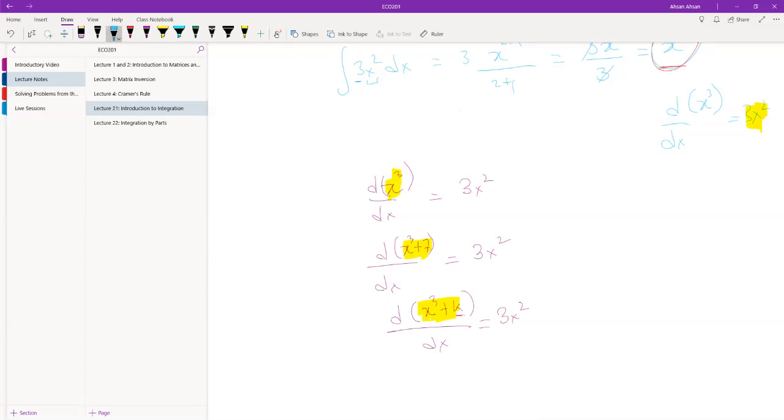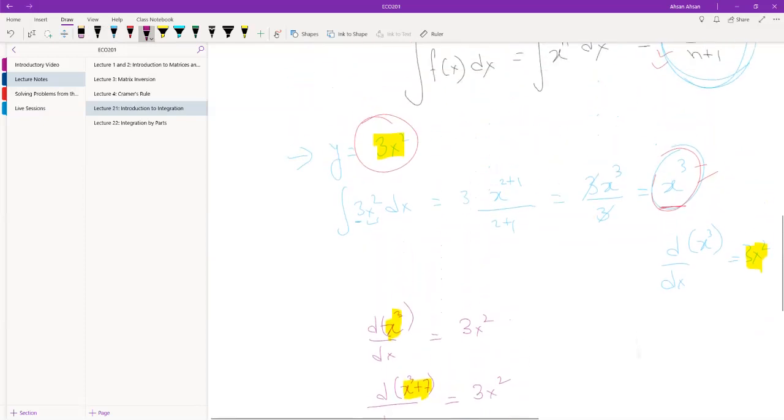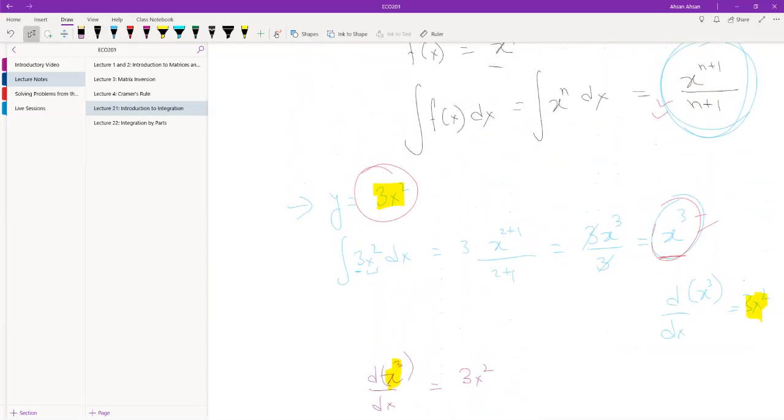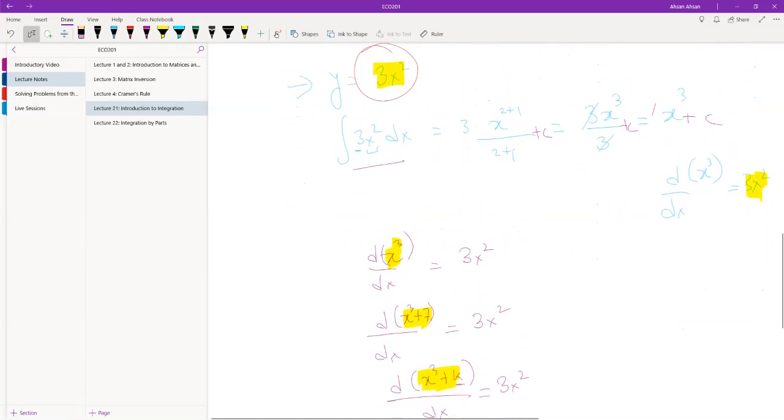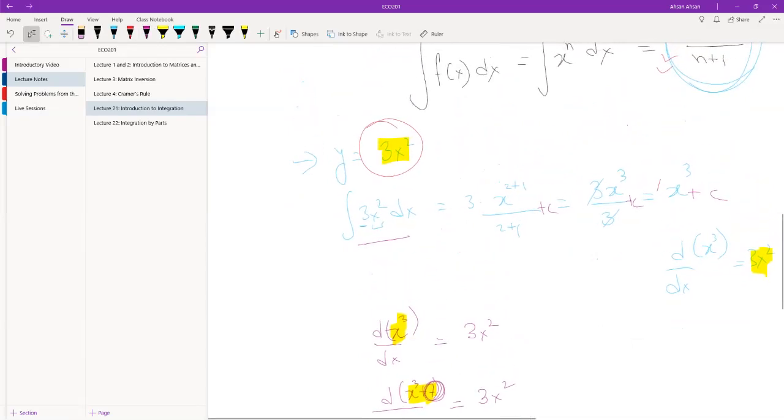So if integration is the reverse of differentiation, what we have to do is, after integrating, we have to add a c, which is a constant, plus c. Let me get rid of all these markings. We add this c because we do not know if we have a constant, if we have this 7, if we have this k, we do not know that.